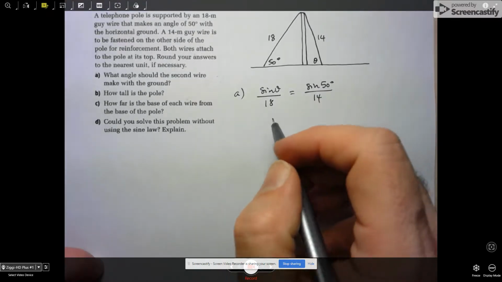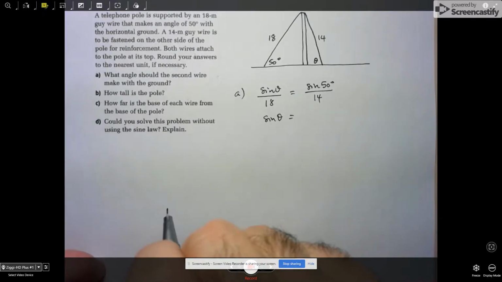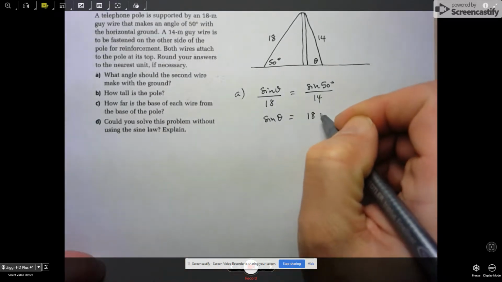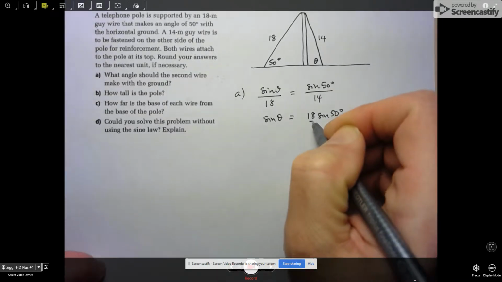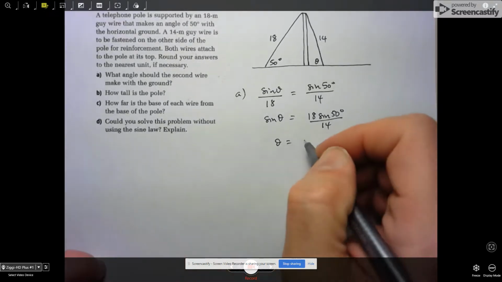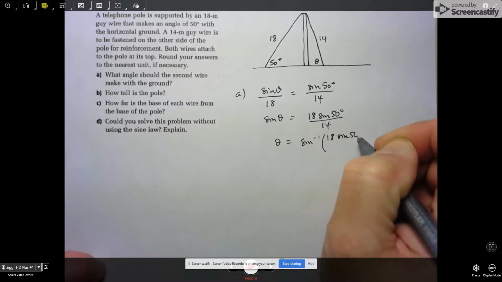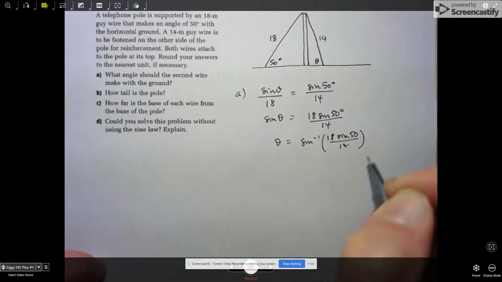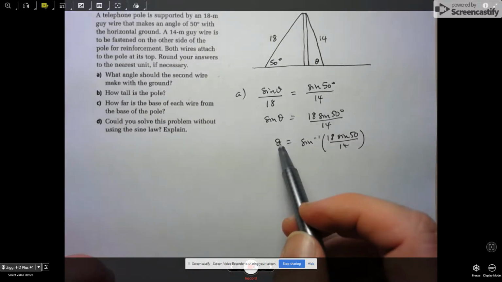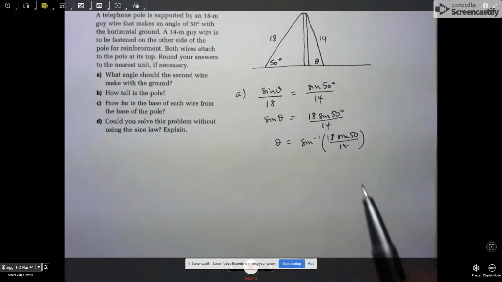Eventually, I'm going to do this in one step. I'll still do this in 2 steps here. So let's start by isolating sine theta. So I'll just multiply both sides by 18. So we have 18 times sine 50 over 14, and then theta, the opposite operation to taking the sine of an angle, is inverse sine. Now, eventually, I'm going to start going from this step directly to that step. I'm going to see that I can multiply by 18 and take inverse sine and do that all in one step.